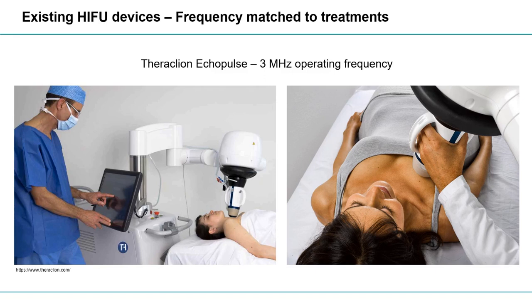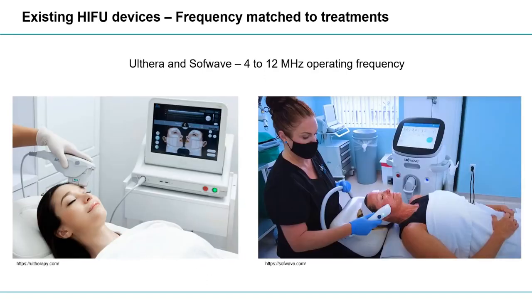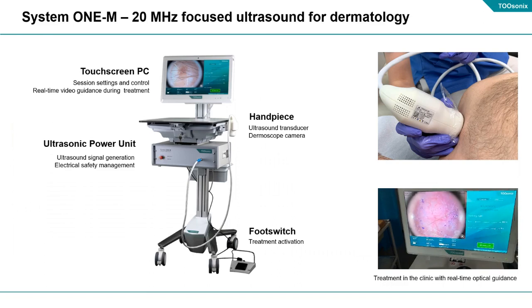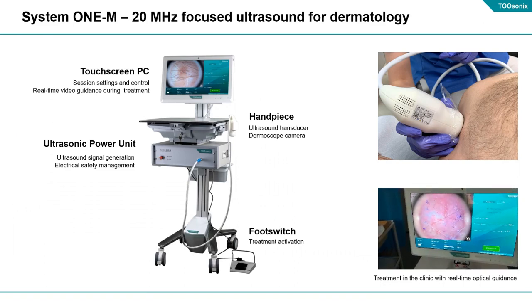The Theraclion EchoPulse treats relatively superficial breast and thyroid tumors. They operate at 3 megahertz. And devices such as the Ulthera, DeepSee or Sofwave make lesions in the subcutaneous tissue, and they operate around 4 to 12 megahertz.